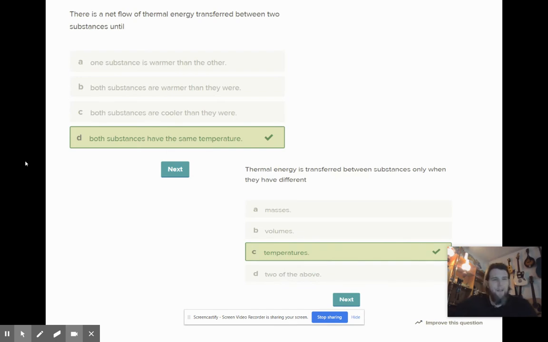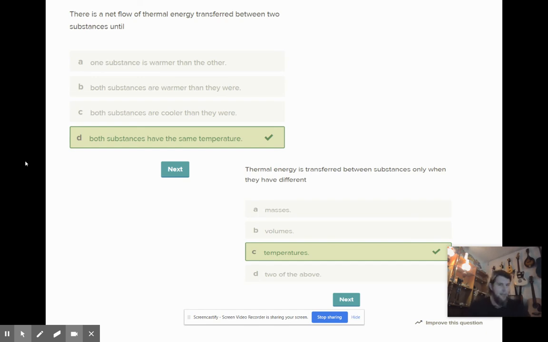So there's a net flow of thermal energy transferred between two substances until. So when does that energy transfer stop? Only when they both reach the same temperature. That's when it stops. I just know that one was worded a little weird. So thermal energy is transferred between substances only when they have different.